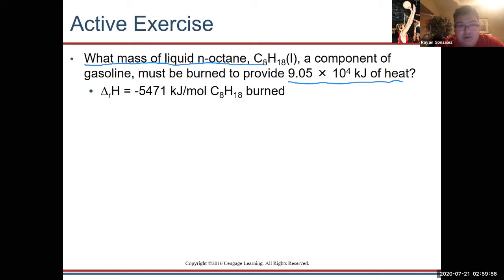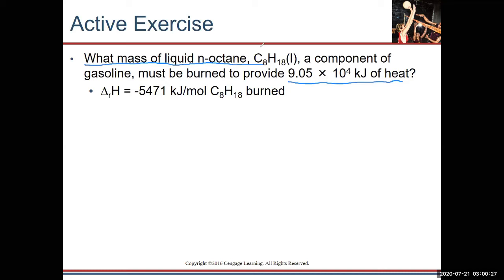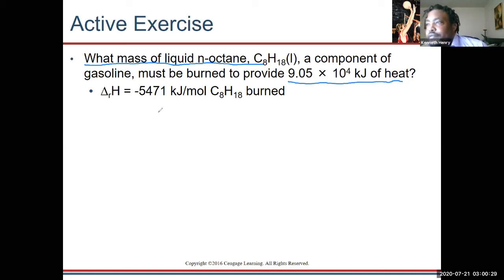So are we going from kilojoule to mole? Okay. But what would be the first thing that I'm going to do? What's happening here? Something's being burned. Okay, so then what is the first thing that I should do? Combustion? Write out the combustion reaction. Good job. Okay, what is the reaction?